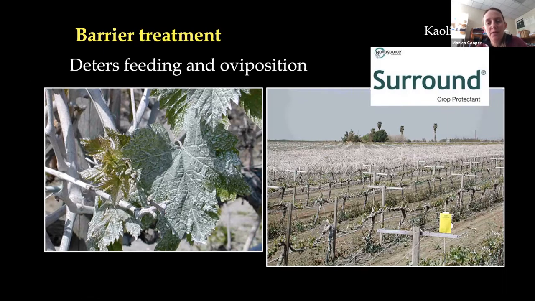Of course, you have to wonder if you use surround in a certain area, if that's just going to drive the sharpshooters into another area of the vineyard, and how much area would actually have to be treated with surround in order to be effective. I think the other problem is that the vines are growing so rapidly during the spring. And so going through the field and being able to keep the new leaves or the new foliage protected with surround is another challenge.